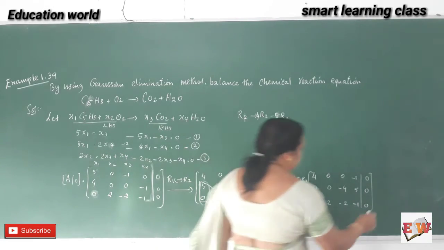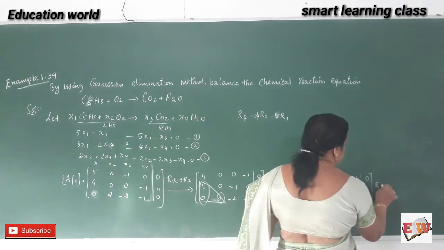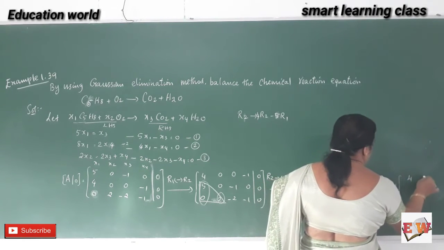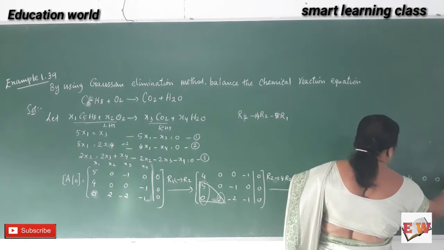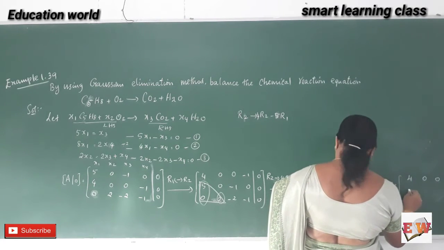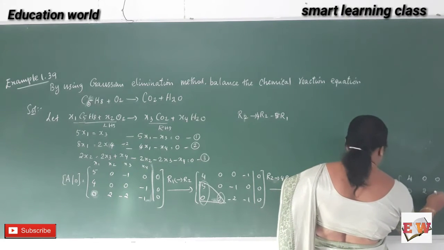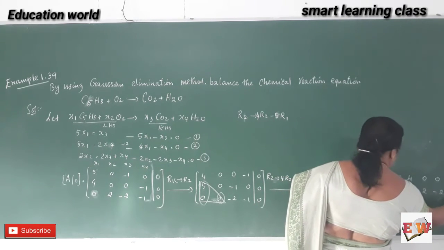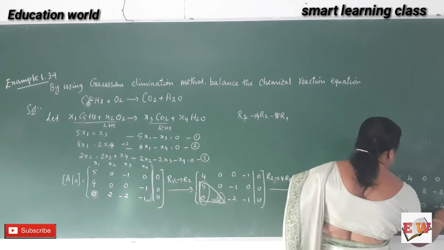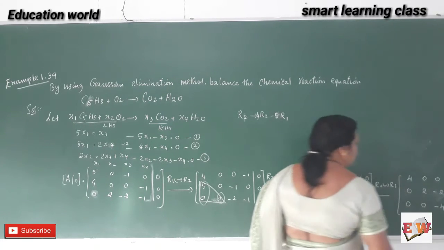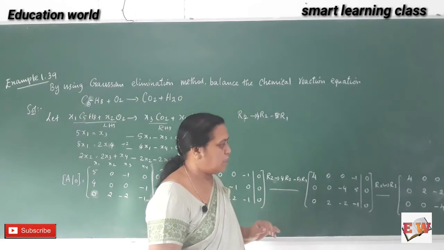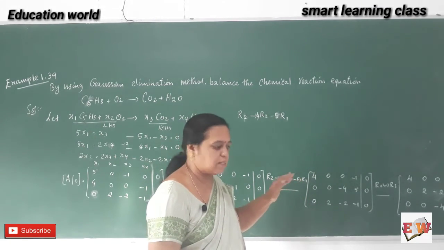So for that purpose, again I am going to interchange this R2 to R3. 4, 0, 0, minus 1, 0, 0, 2, minus 2, minus 1, 0, 0, 0 minus 4, 5, 0. See, we are getting 3 non-zero rows. So the rank of the matrix is 3.